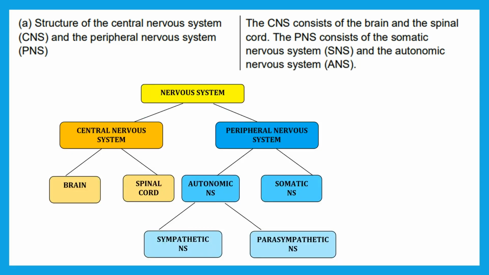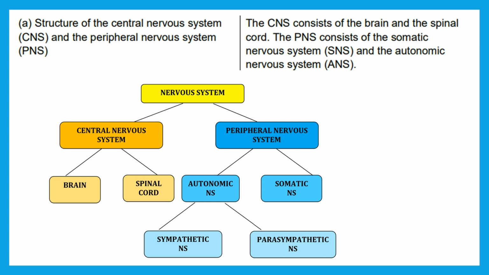So we can branch up our nervous system into different levels. So we have the central nervous system, the CNS, which is made up of the brain and the spinal cord, as well as the peripheral nervous system, the PNS, which is itself subdivided into the autonomic and somatic systems.